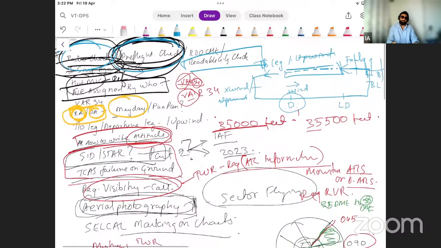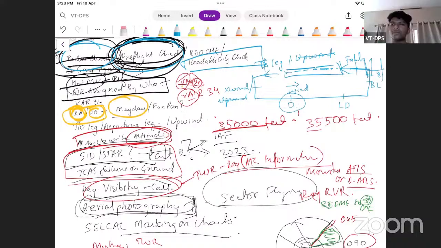I've still written SELCAL markings on charts. Maybe somewhere something might be printed there for easy reference. We don't know, so it's always good to verify and rule out certain possibilities. So don't worry about that. In case you come across any more questions, do send them across and we'll discuss them. Just send me a list of the ones: hot mic, FIR assigned, SID STAR and TCAS failure on ground, okay? Yes, sir. And SELCAL marking on charts, also add that there.